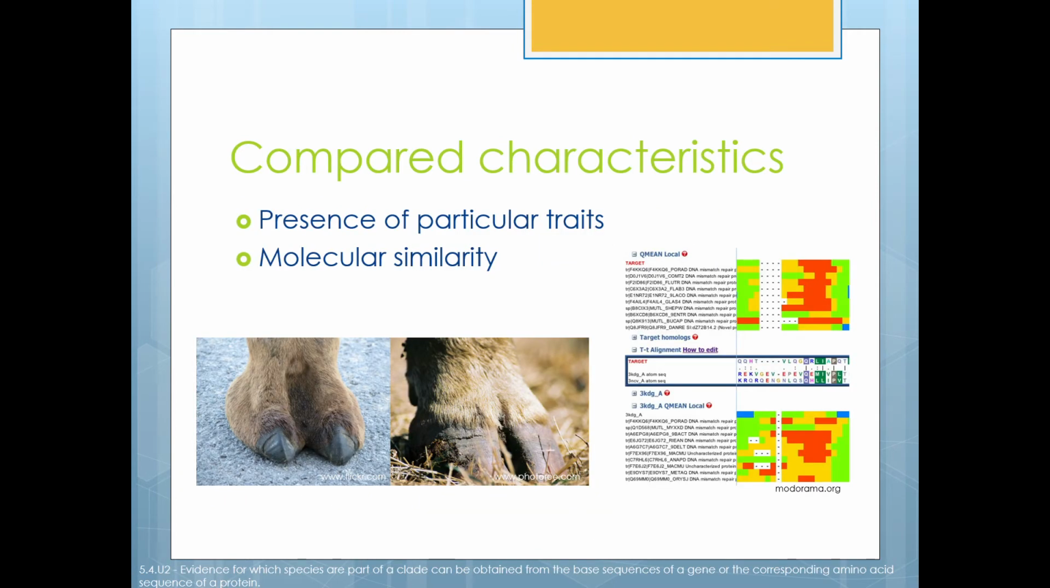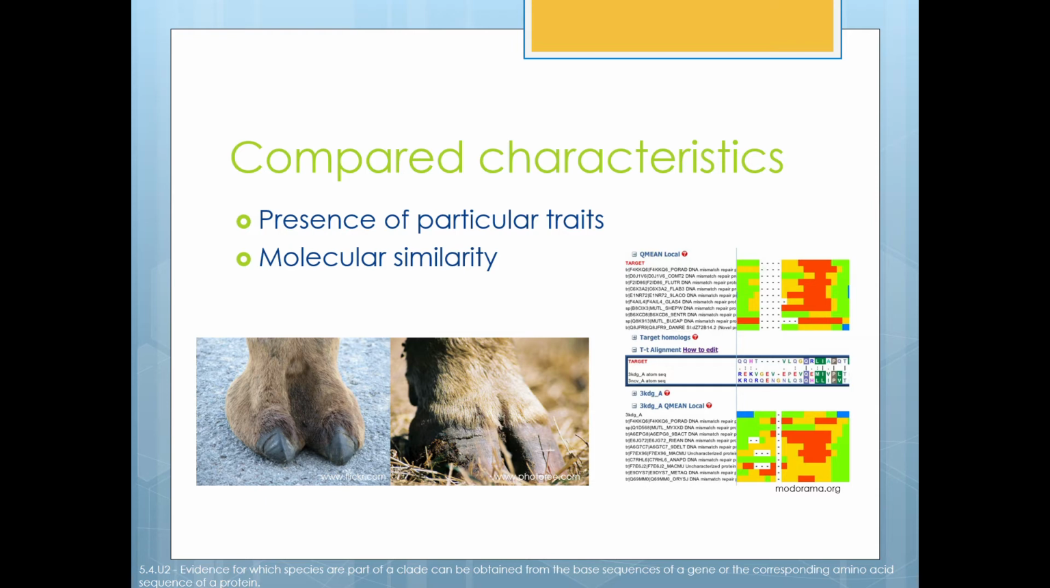How do we form a cladogram? What is used as a background to decide how close the relationships are? As you probably know, the old approach had to be based on external features. So for example, here on the slide you can see feet of different animals, which can be used to compare similarities, differences, and so on.